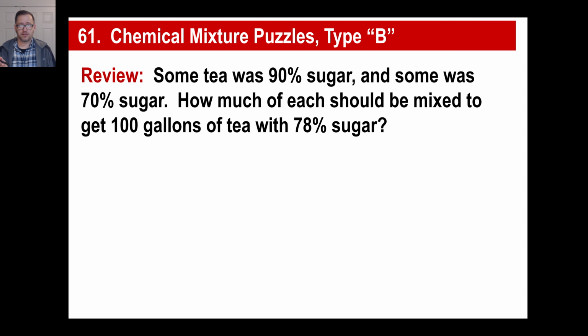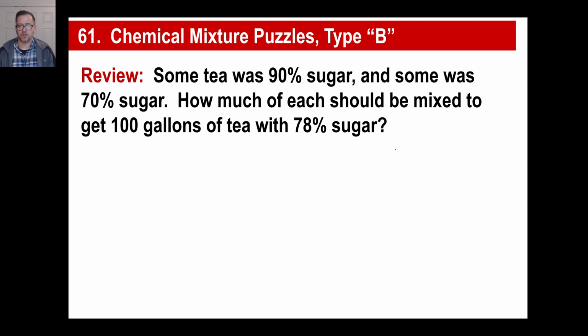All right, we got some tea that's 90% sugar. We got some tea that's 70% sugar. We're going to clunk them both together, and we're going to get some tea that's 78% sugar. In fact, we're going to get exactly 100 gallons of it. All right, so let's go back and review how we do these kinds of problems.